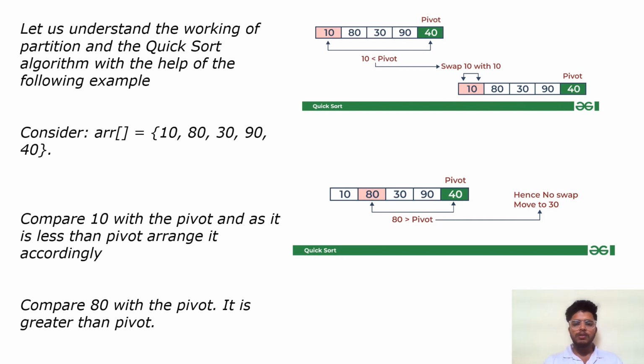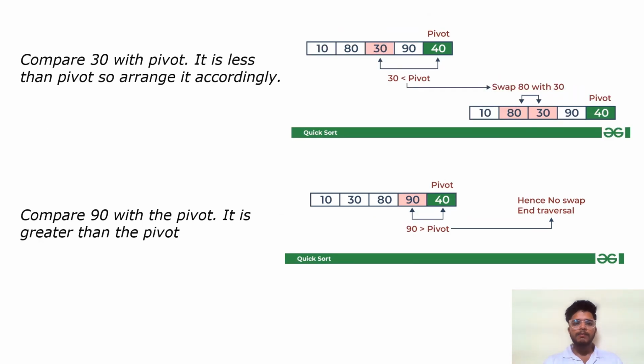Comparing 10 with the pivot, as it is less than the pivot, arrange it accordingly. Compare 80 with the pivot, it is greater than the pivot. Compare 30 with the pivot, it is less than the pivot, so arrange it accordingly. Compare 90 with the pivot, it is greater than the pivot. So it moves on, with no swap, and there is the end of traversal.